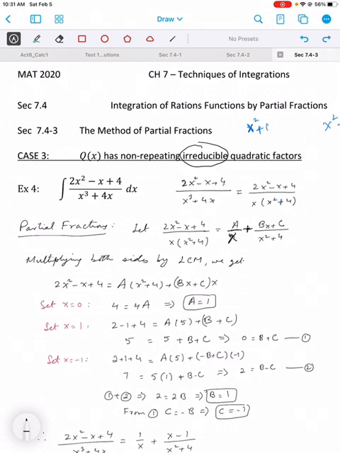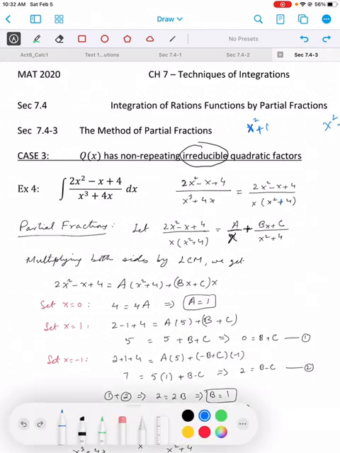The rest of the procedure is similar. The difference in all these different cases is the setting up. The first step is how you set up your partial fractions, and then the procedure is very, very similar. So we multiply by the LCM on both sides, and we end up getting this equation.